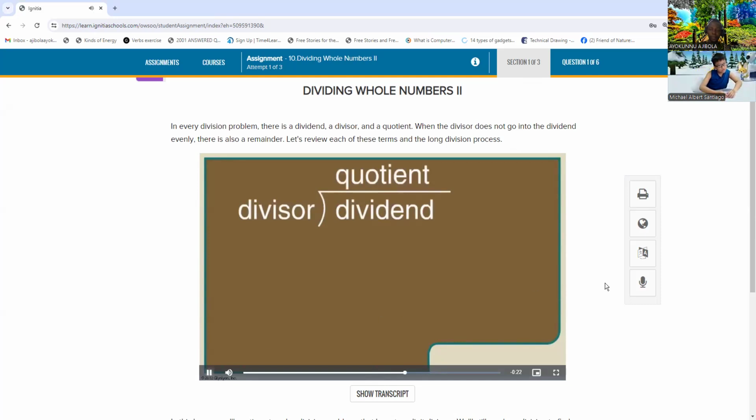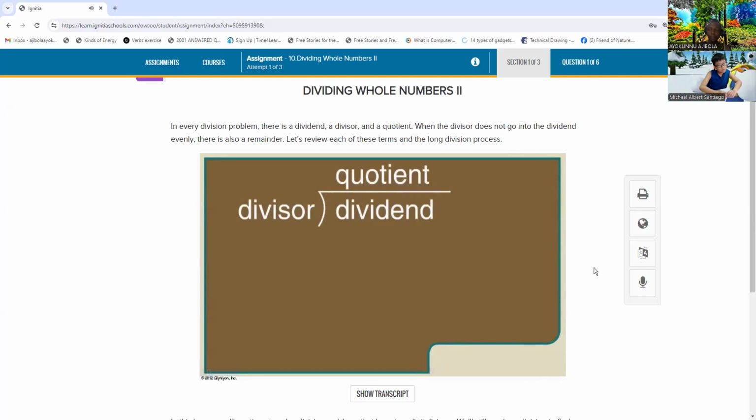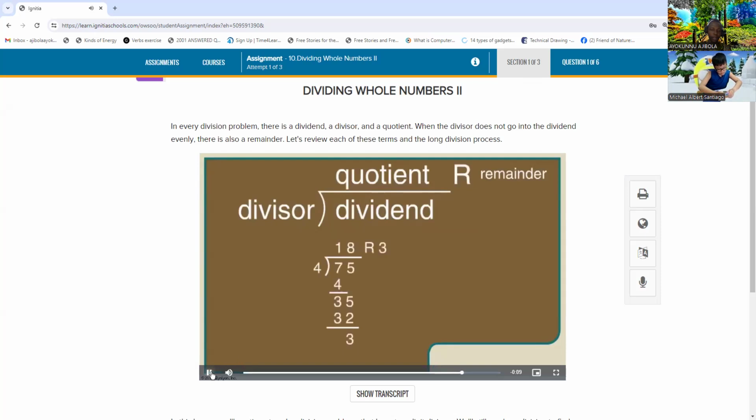The result of dividing the two numbers is the quotient. The amount left over after dividing two numbers is called the remainder. The remainder is written after the quotient with a capital R. In this problem, the dividend is 75, the divisor is 4, the quotient is 18, and the remainder is 3.